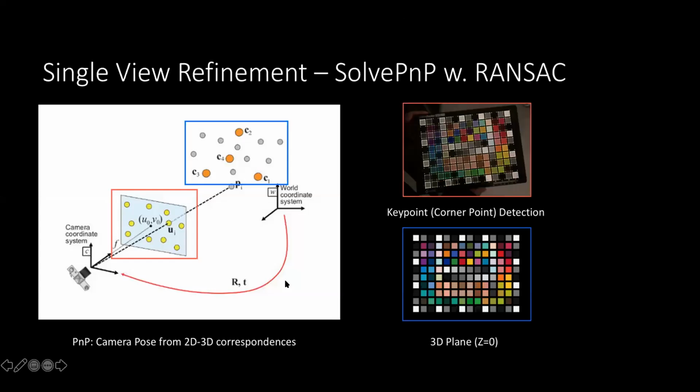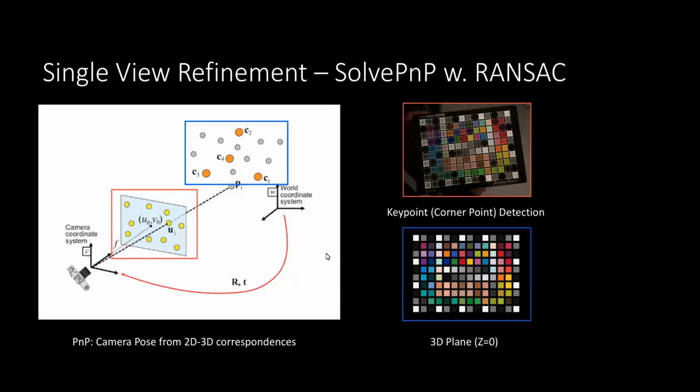Well, thanks, Shuang. Now we have got a robust key point detector, but we cannot guarantee that we can always get 100% precision or recall. So that's why we need the refinement stage. For the single view setting, we can treat the refinement as solving a PNP problem with RANSAC. We can assume the color checker is a perfect 3D plane in the 3D space.